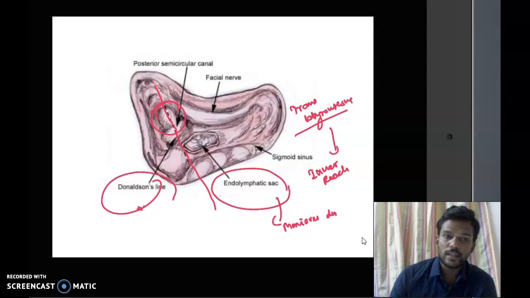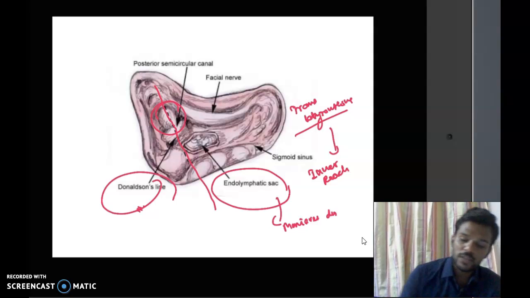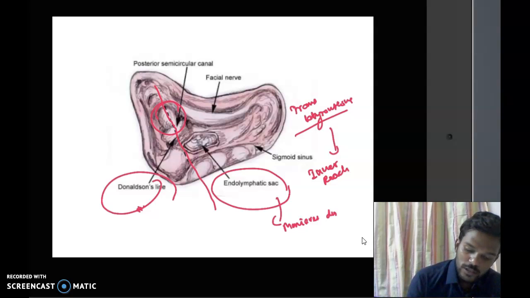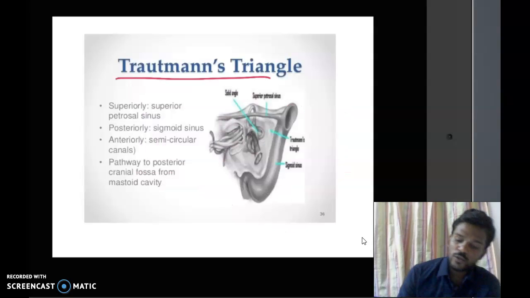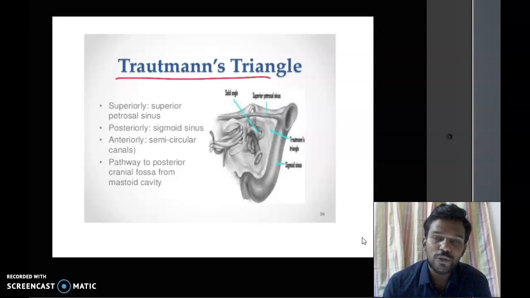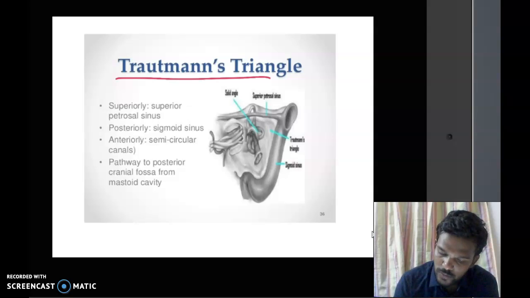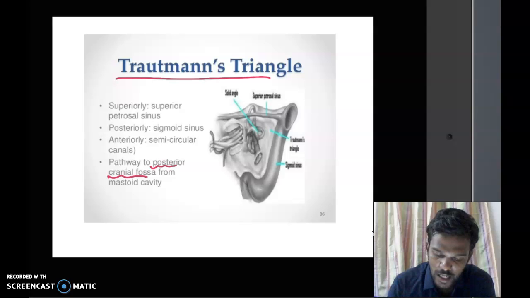Okay, then telling about Trotman's triangle. Trotman's triangle is an important surgical landmark for entering into the posterior cranial fossa. There can be a few tumors in the posterior cranial fossa that we need to operate upon. So for identifying the posterior cranial fossa, Trotman's triangle is used. The boundaries are: superiorly the superior petrosal sinus, posteriorly the sigmoid sinus, anteriorly the semicircular canals. So this is Trotman's triangle.